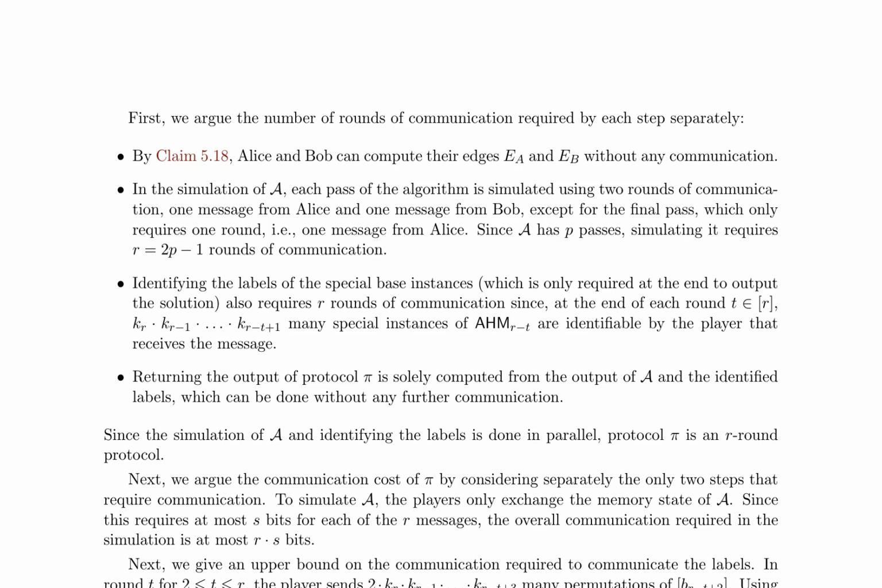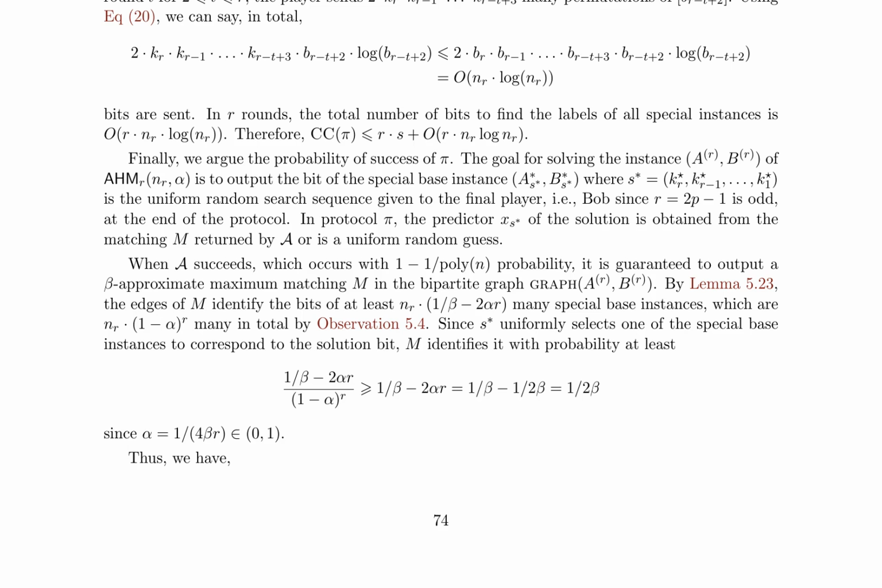The probability of success of Pi is also analyzed. The goal is to output the bit of the special base instance corresponding to the uniform random search sequence S**. When algorithm A succeeds, which occurs with high probability, it outputs a beta approximate maximum matching M in the bipartite graph. By lemma 5.23, the edges of M identify the bits of at least n r over beta 2 alpha R many special base instances.